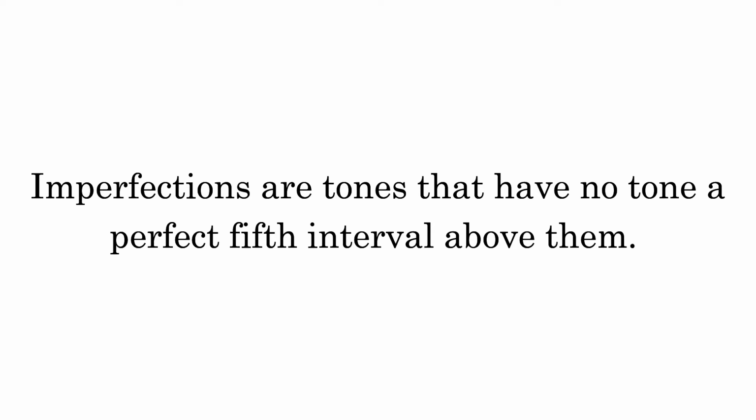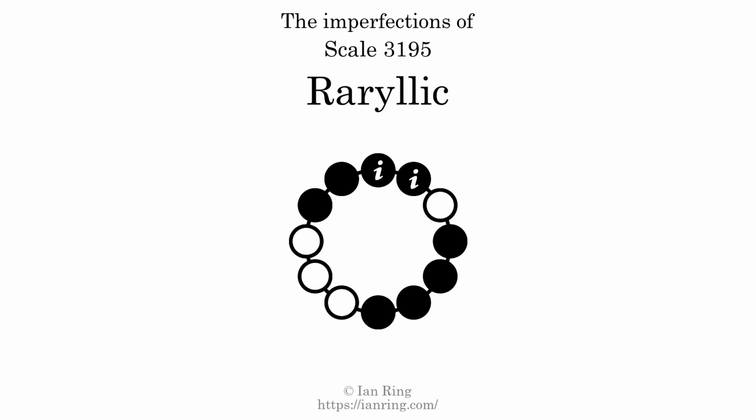Imperfections are tones that have no tone a perfect fifth interval above them. This scale has 2 imperfections. They are at positions here and here.